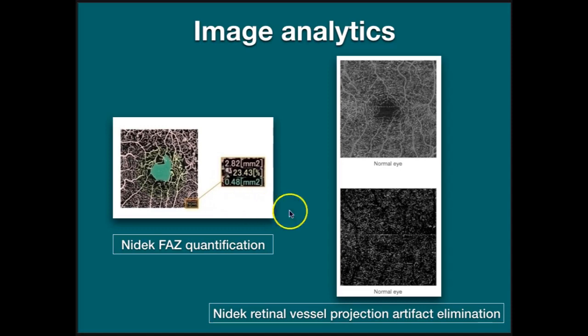And as I mentioned earlier, sometimes you get image artifacts where you get projection of the superficial retinal vessels down to the deeper layers. So with the new software, they'll be able to remove those projection artifacts from the deeper retinal layers, the outer retinal layers, rather than leaving them in as in the upper image. So the software and analytics is coming and it's getting better. And with each software revision, we'll be able to do more and more with our images.